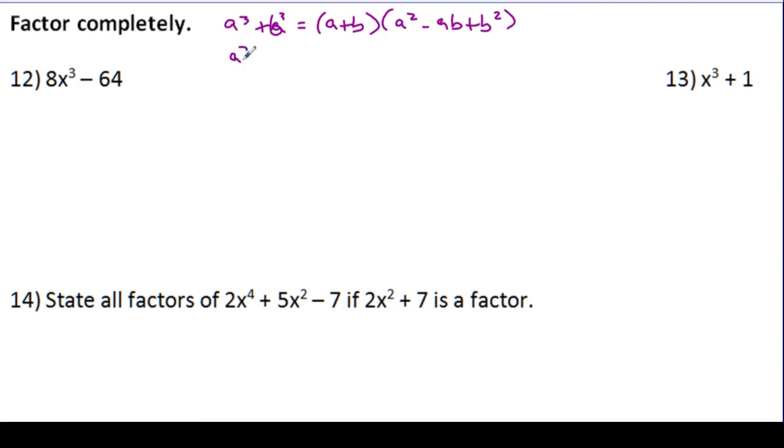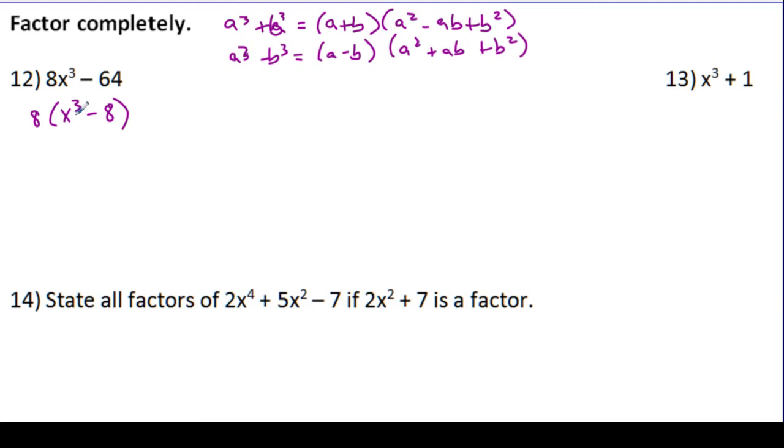All right. The second one is going to be a cubed minus b cubed turns into a minus b, and then the second factor is a squared plus ab plus b squared. Okay, so I'm going to look to turn problem number 12 and problem number 13 into these expressions, but for problem number 12, I actually have a little bit of extra to work with. There's actually a GCF right at the beginning. 8 and 64 have an 8 in them, so I'm going to remove that, and this is going to turn this into x cubed minus 8.